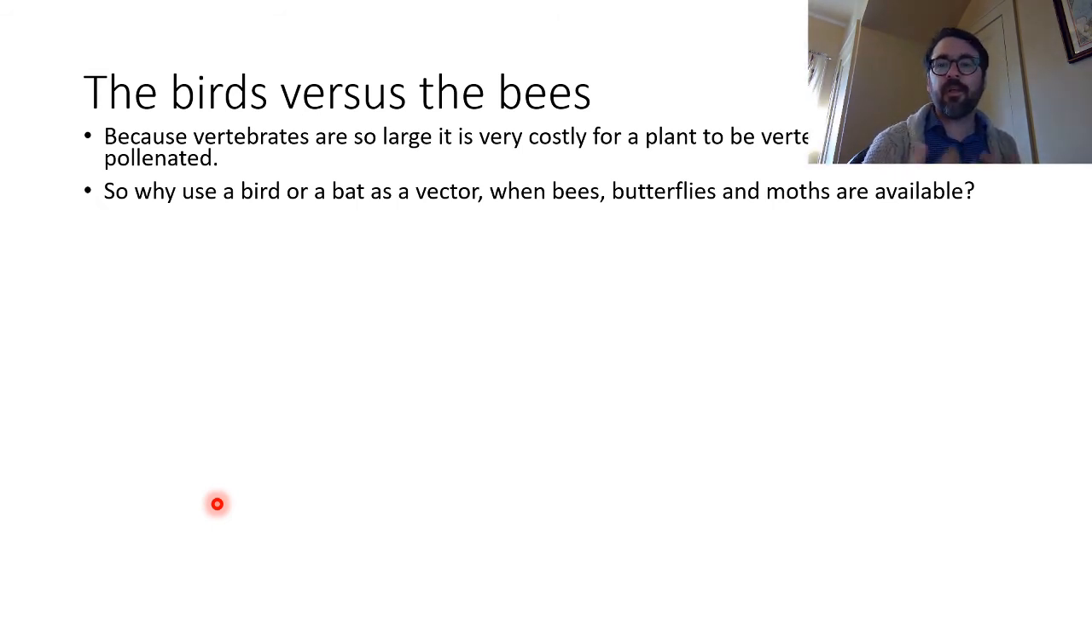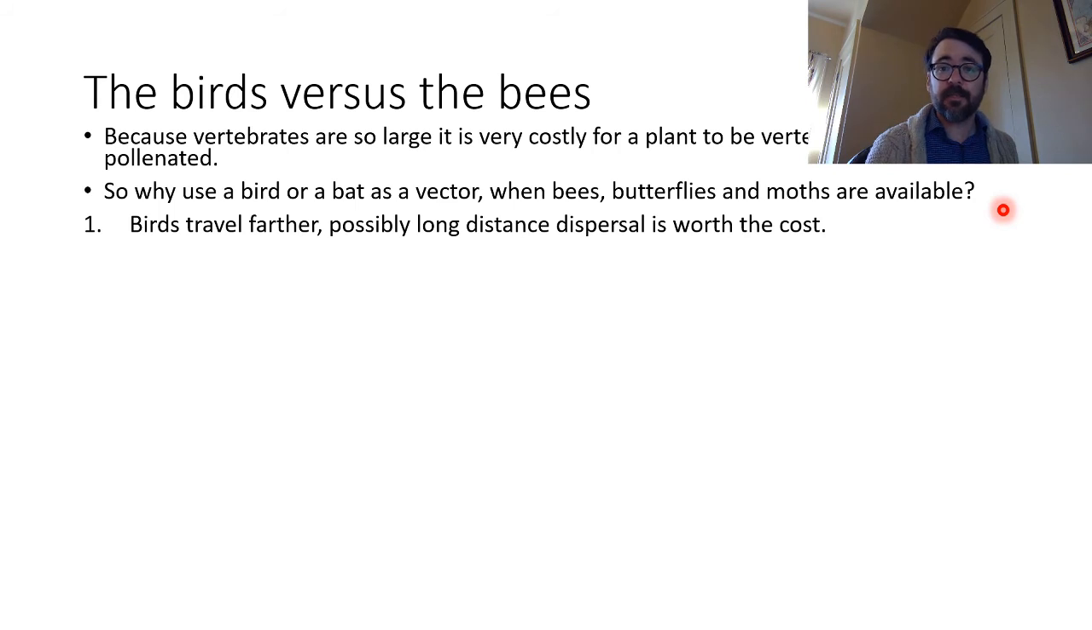So one thing that's worth thinking about is vertebrates are so large that it's quite costly for a plant to be vertebrate pollinated. If you think of those bird of paradise flowers, they're huge and they make enormous amounts of nectar. So you could imagine that that's an extremely expensive way to attract a bird to be pollinated. So why would you do that when bees and butterflies and moths are available?